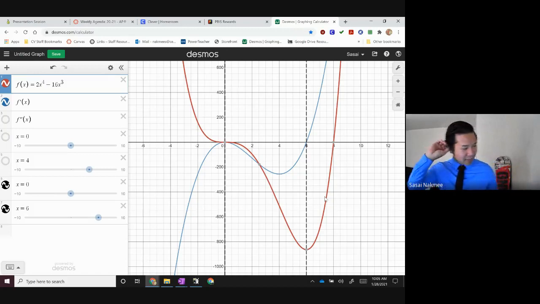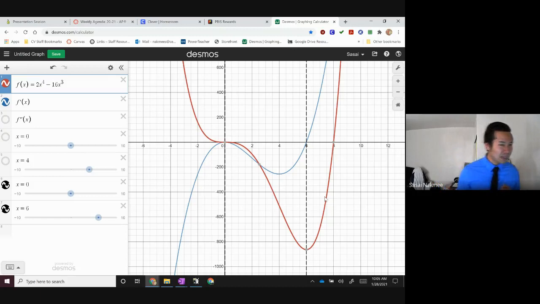Anyways, I know I'm getting long-winded talking about this, but it's just neat once you actually see the connections between a function, its derivative, and its second derivative. I know there's a lot going on there, but it's just neat to do.